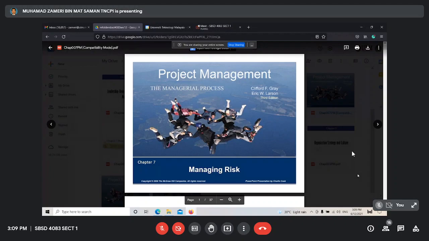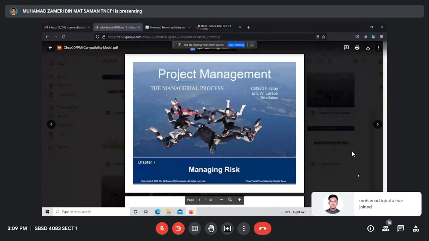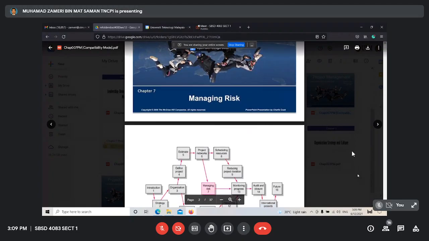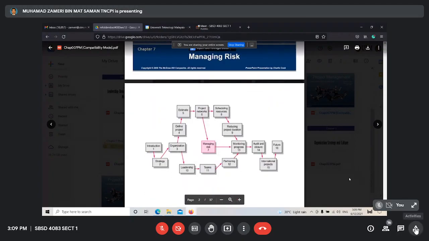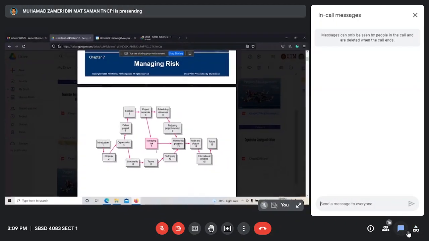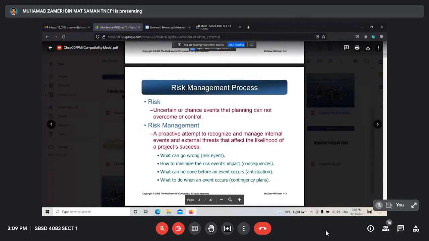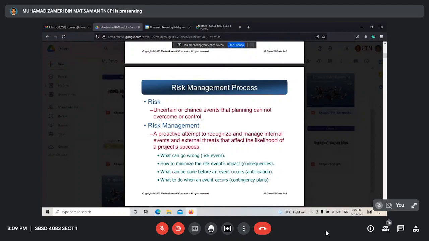So in chapter 7, I will teach you how to manage a risk. Risk in Malay is risiko. We don't want any risk in our project. Risk is something that is not good. So we are now in chapter 7, managing risk. So what is risk? Risk is an uncertainty, something where we don't know if it is correct or not, good or bad.